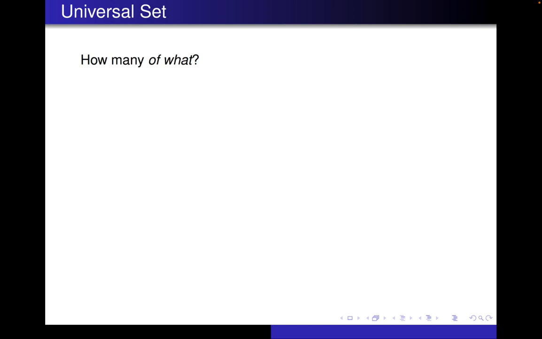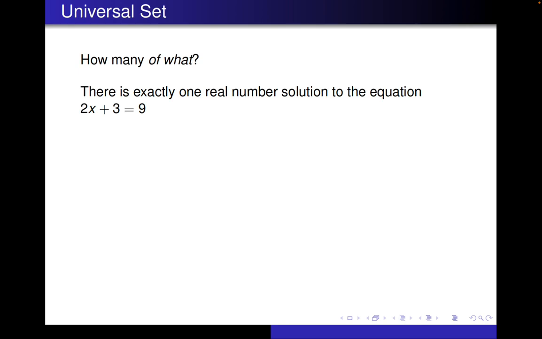So, if we're trying to construct a quantified statement, one of the things that is important is the universal set. Anytime we've been dealing with open sentences in previous videos, we're always asking what our universal set is. Our quantified statement asks how many and answers that question. The universal set answers how many of what. What are we actually looking for that we're counting how many of them? So when I say there is exactly one real number solution to the equation 2x plus 3 equals 9, that answers the question how many of what? We're talking about real numbers. That's our universal set, the set of real numbers.